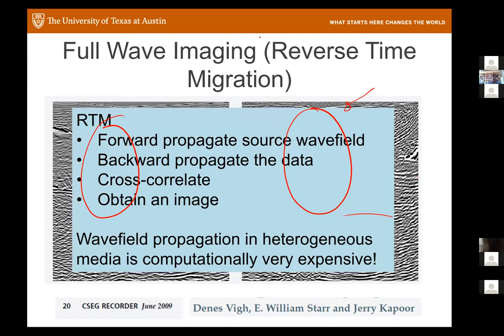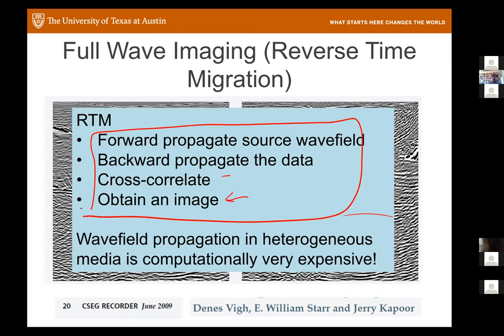So what do we do in RTM? We forward propagate our source wave field. We backward propagate our data. Then we cross correlate to obtain an image. And I want you to remember this because I'm going to be showing this to you in the context of FWI. Now, wave field propagation in heterogeneous media is computationally very expensive, and that I will very briefly talk about in a second.